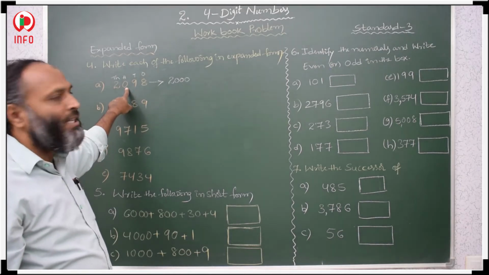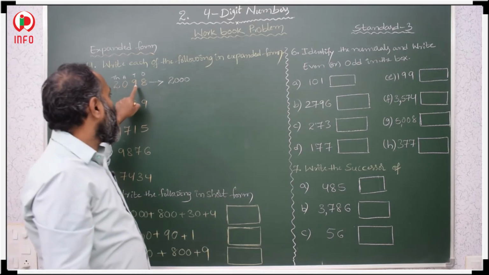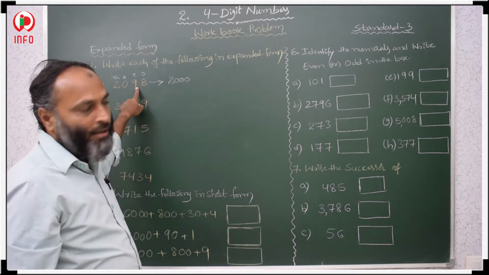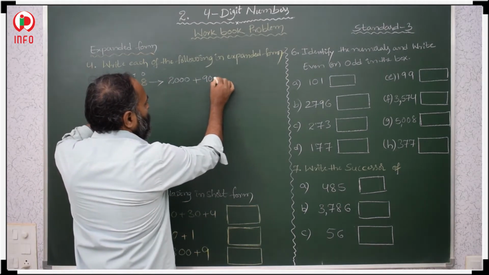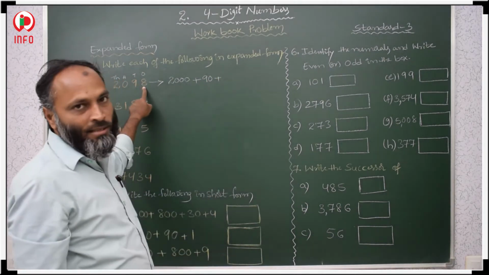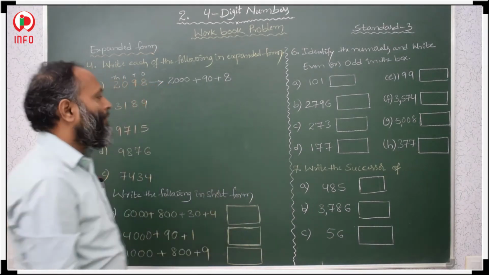Why? Because here 0 is there. So whenever 0 is there, no need to take 0. Now 9 is in tens place, then 9 into 10 is 90. Then 8 is in ones place, that 8 ones are 8. This is the expanded form.